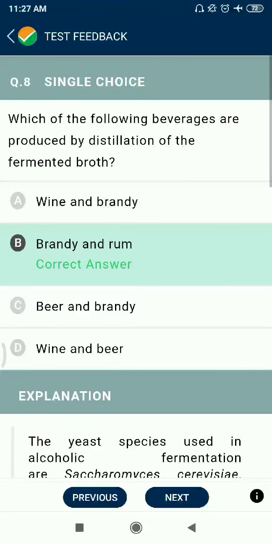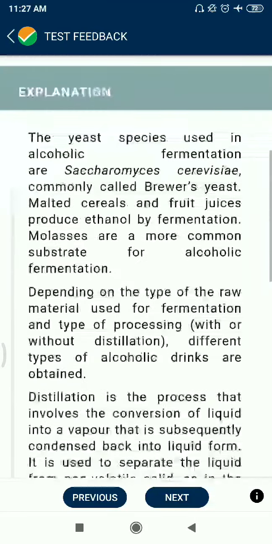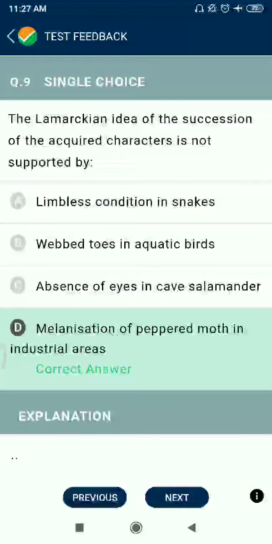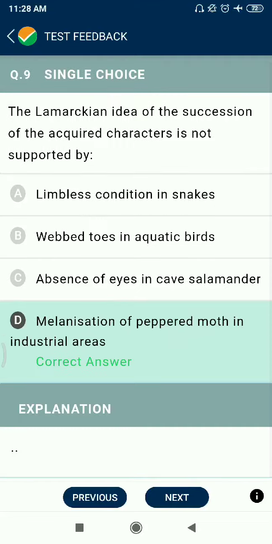Question number 8. Which of the following beverages are produced by distillation of the fermented broth? Brandy and rum. Question number 9. The Lamarckian idea of the inheritance of acquired characters is not supported by melanization of peppered moth in industrial areas.